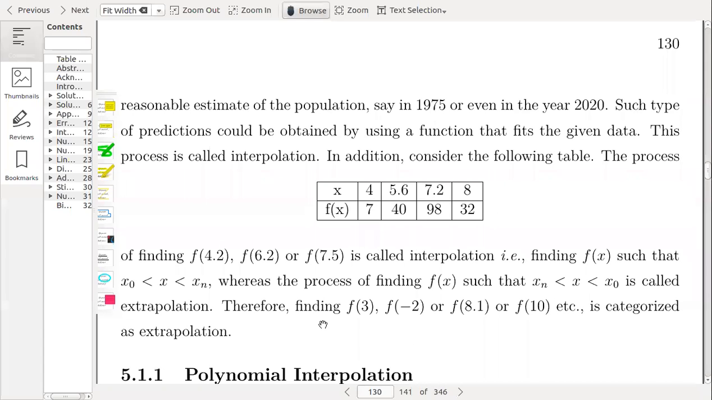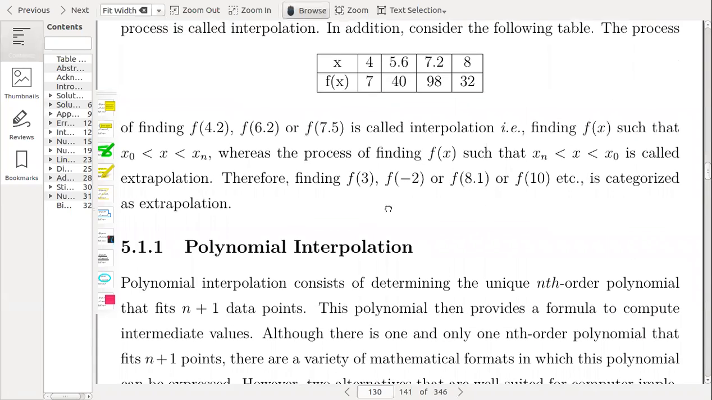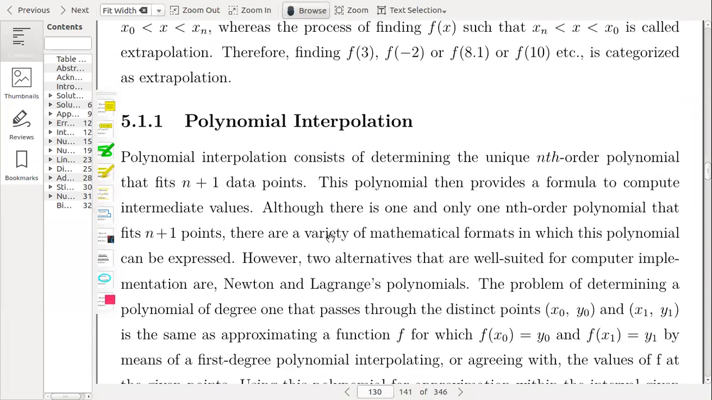And if the values to be predicted lie outside this range, 4 and 8, we call it extrapolation. So this is the process of finding f of x such that x lies outside the initial and the final value. It means x should be greater than 8 or less than 4. So the process of finding values outside this range will be called extrapolation. Therefore, finding f of 3, f of minus 2, or f of 8.1, or f of 10, etc. is categorized as extrapolation.